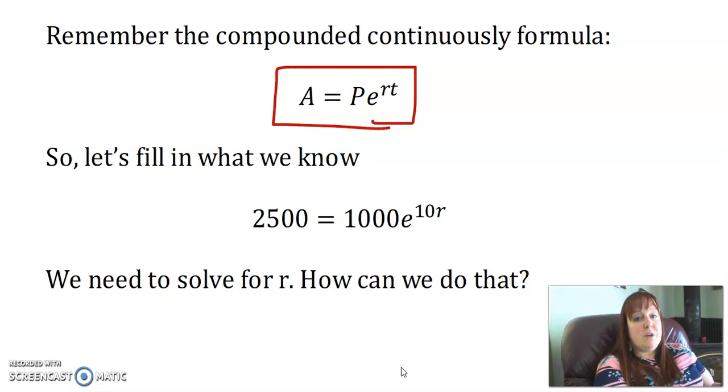So let's fill in what we know here. We know that he wants to end up with $2,500. We know that he's starting with $1,000. And we know that he wants to take 10 years to get there. Or at most 10 years to get there. And so now we just don't know r.